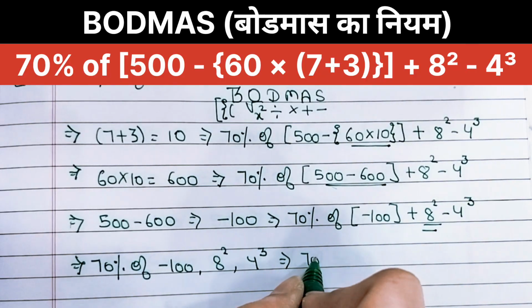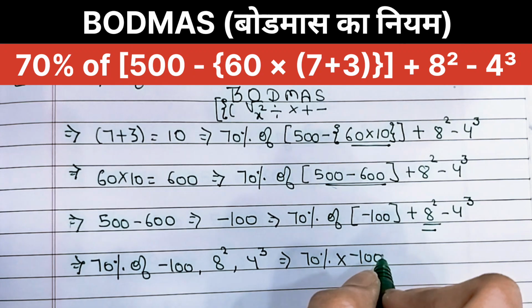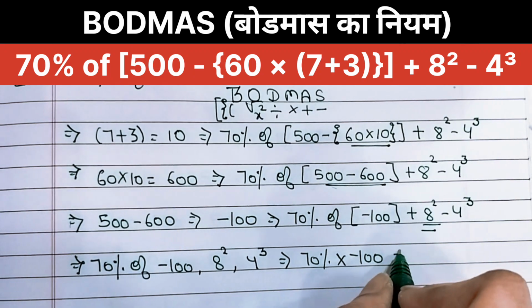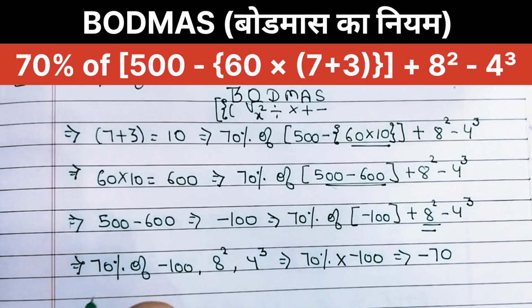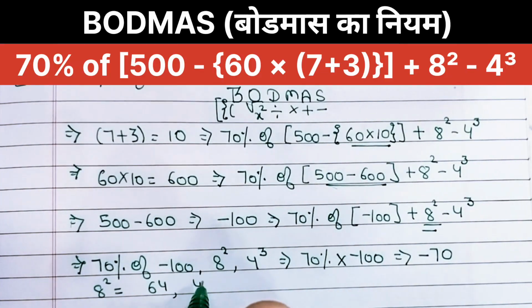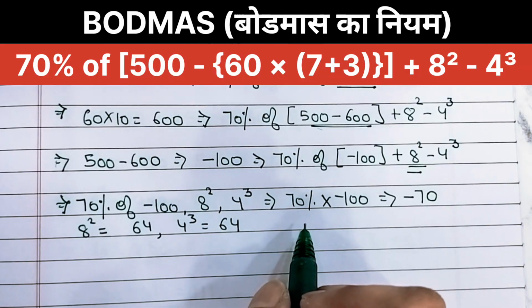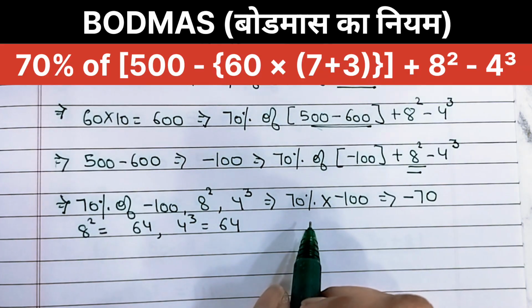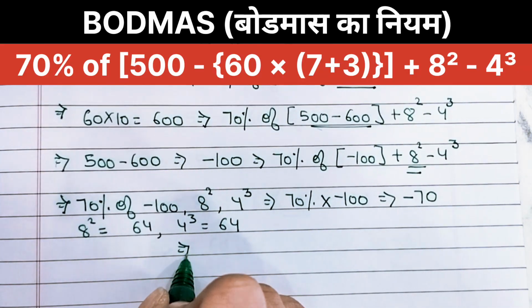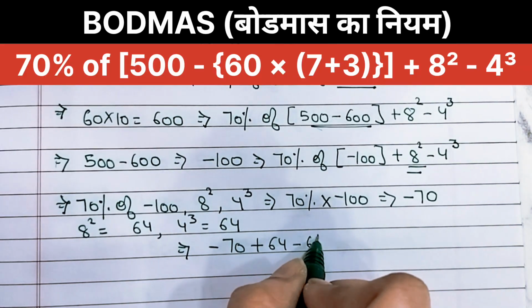Now 70% multiplied by minus 100. So according to this we'll get the answer minus 70. Now 8 square gives 64, and 4 cube also gives 64. So now according to this step, after brackets, "of" and powers must be evaluated, and now the current expression becomes minus 70 plus 64 minus 64.